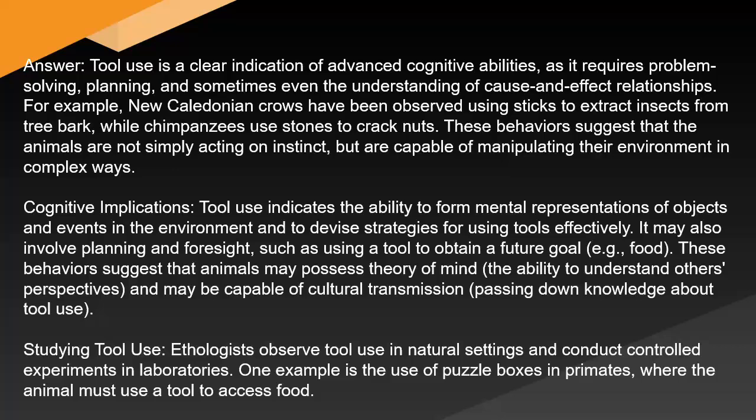Cognitive implications. Tool use indicates the ability to form mental representations of objects and events in the environment and to devise strategies for using tools effectively. It may also involve planning and foresight, such as using a tool to obtain a future goal, e.g., food. These behaviors suggest that animals may possess theory of mind, the ability to understand others' perspectives, and may be capable of cultural transmission, passing down knowledge about tool use.